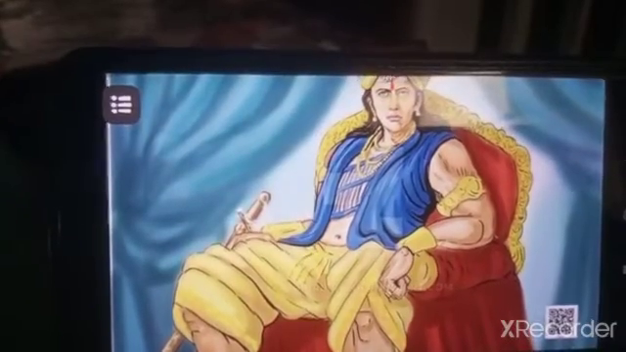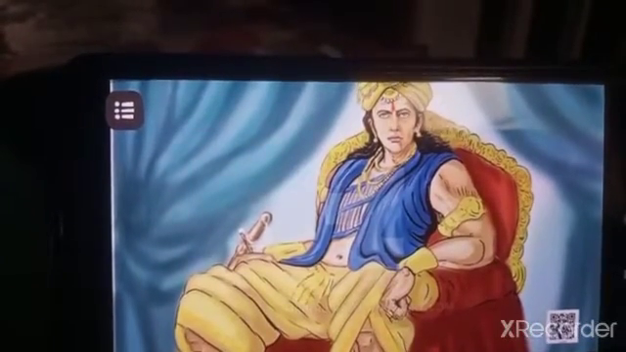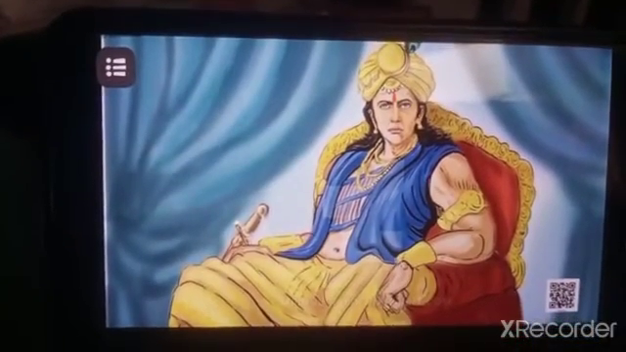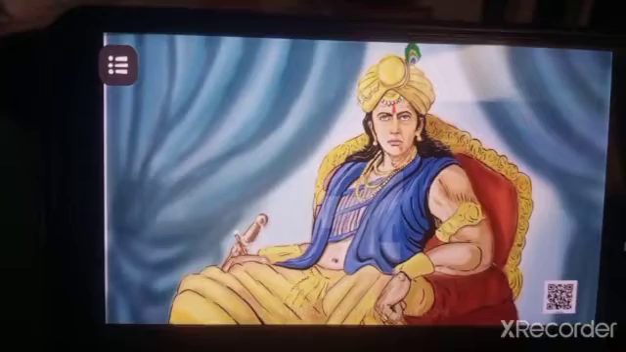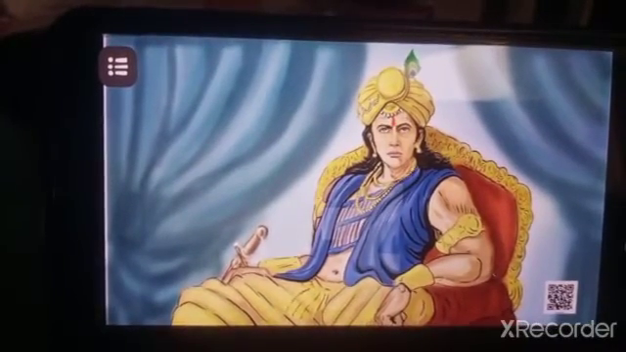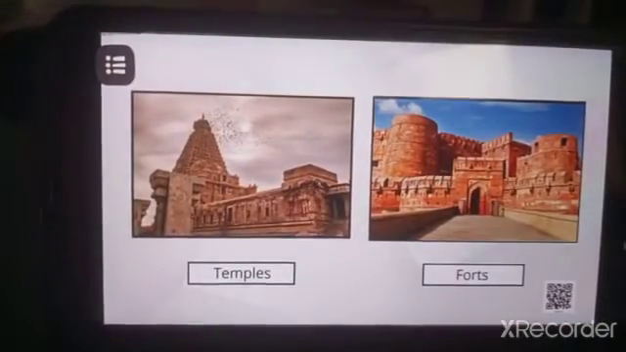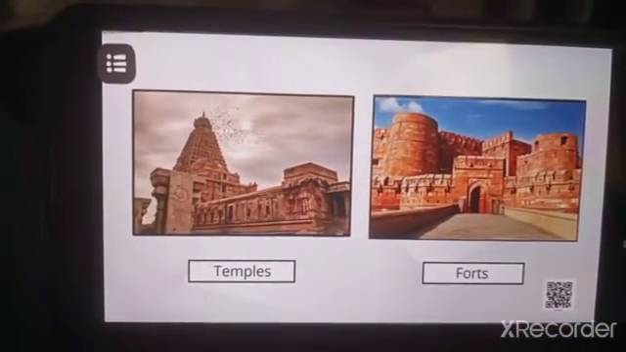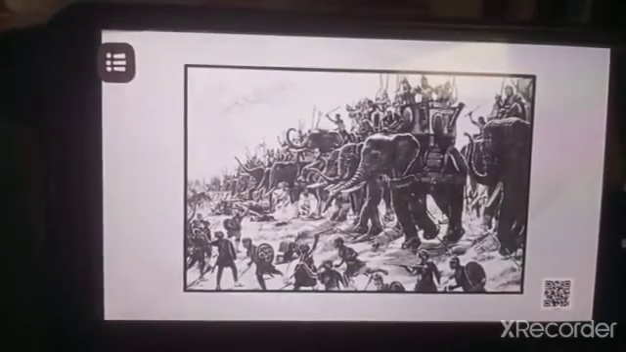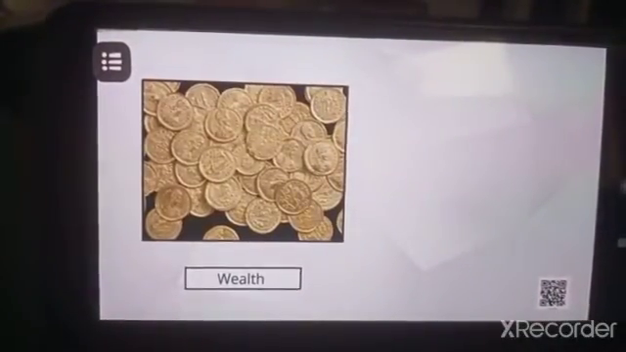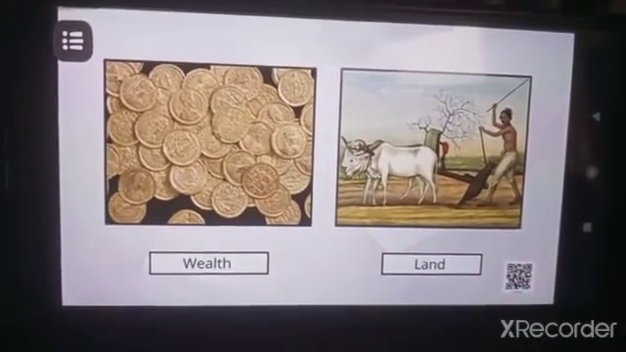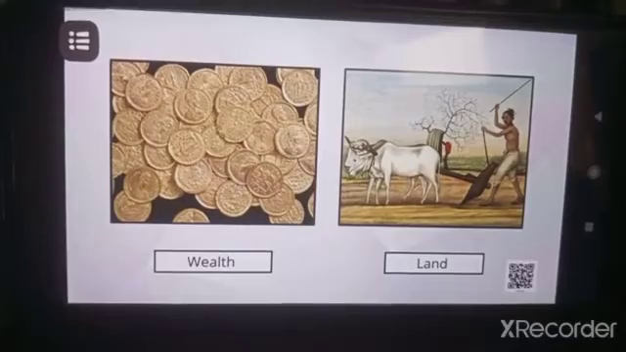The resources thus collected from various categories of people were used to finance the king's establishment. Not only that, the kings also used these resources for the construction of temples and forts. They were also used to fight wars in order to acquire more wealth and land. Now the question arises, how did the king collect these taxes?